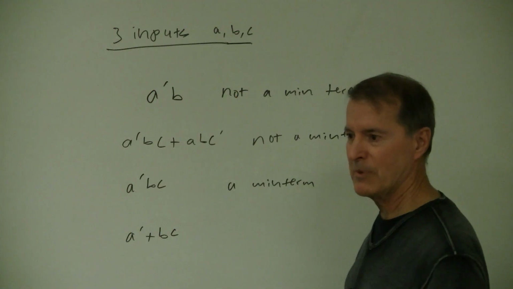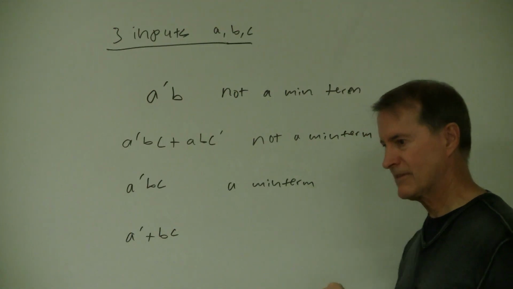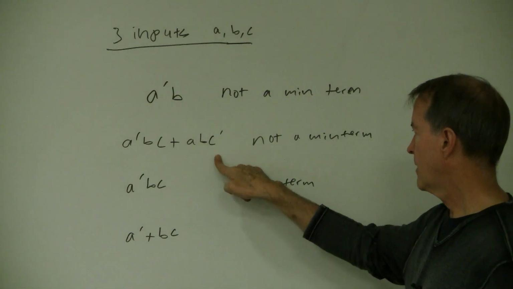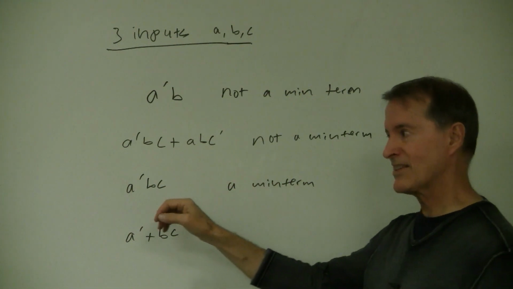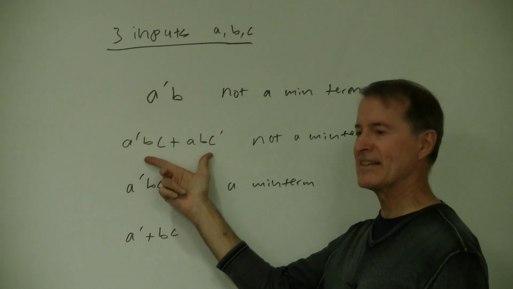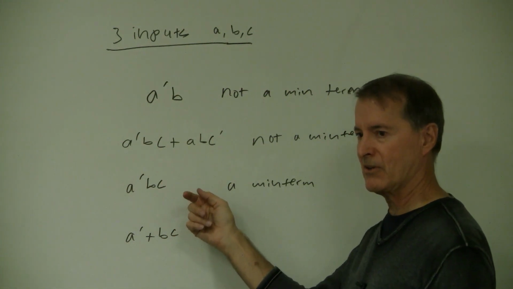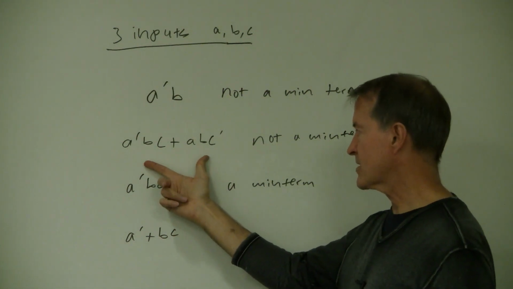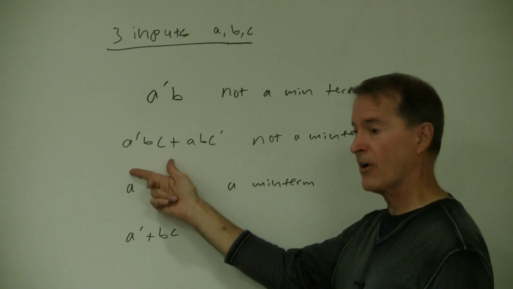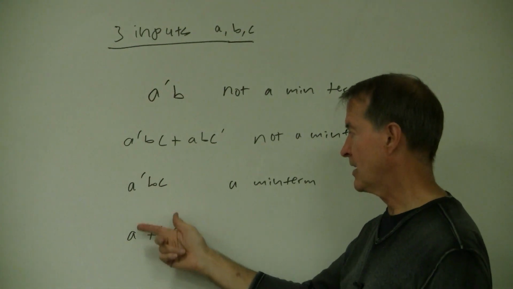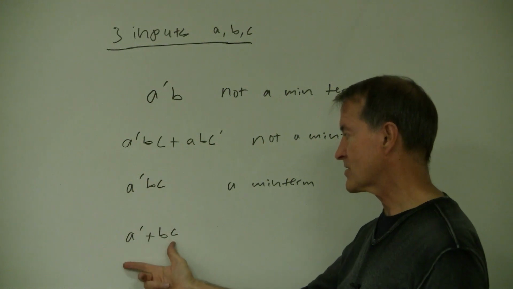Is everybody, yeah, you still have a question? The second one is an or of two minterms. Well, it is an or of two minterms, but the whole thing is not a minterm. Good distinction. Is everybody clear on that? This whole thing is not a minterm, but this is an or of two minterms. This one is a minterm. This is not a minterm.